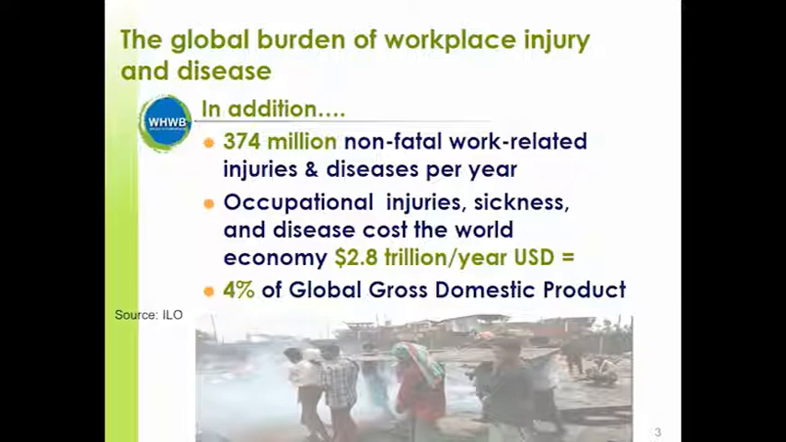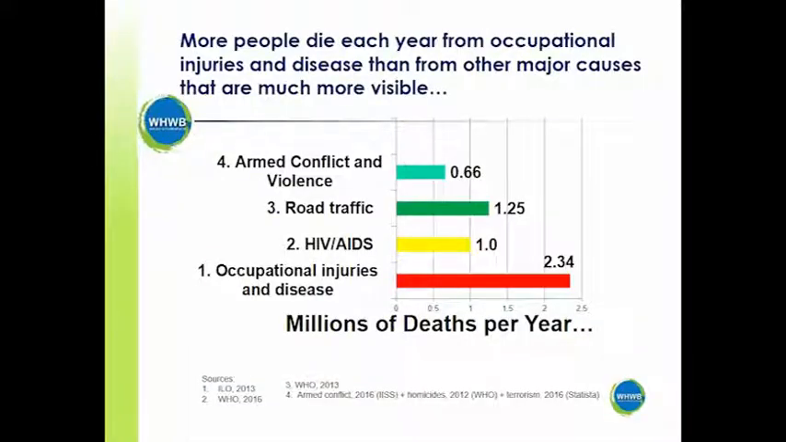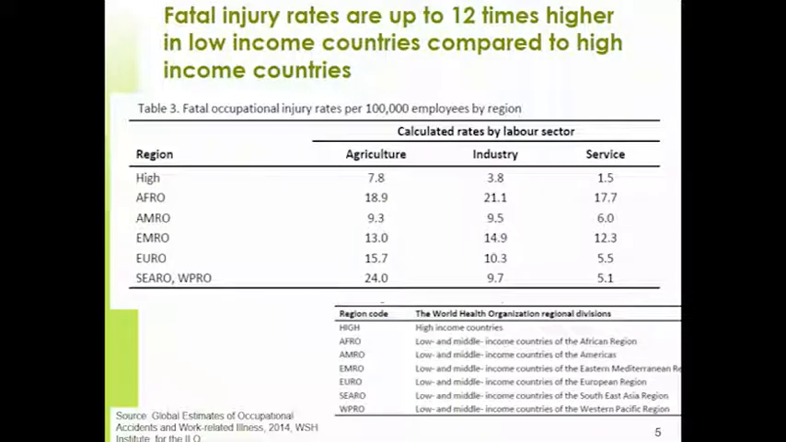The other thing, too, is that this pales in relation to other issues that get a lot more attention. Not that these things are not important, of course they are, but armed conflict and violence, road traffic, HIV/AIDS all claim fewer deaths per year than occupational injuries and disease. And again, that points to our communications challenges. Fatal injury rates are up to 12 times higher in low-income countries compared to high-income countries. And this is data also from the International Labour Organization, the ILO.